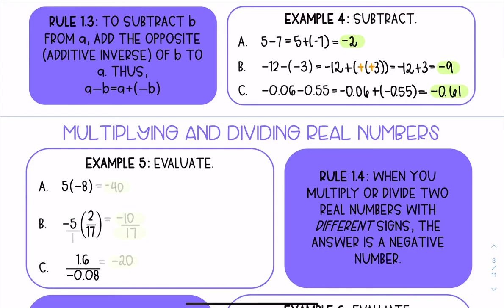What about multiplying and dividing real numbers? Rule 1.4 says that when you multiply or divide two real numbers with different signs, then you get a negative number for your answer. So 5 times negative 8, one's positive and one's negative. That means I'm going to get negative 40.